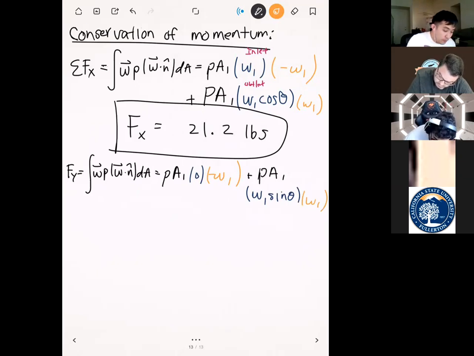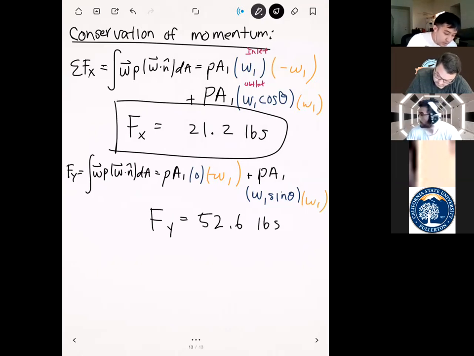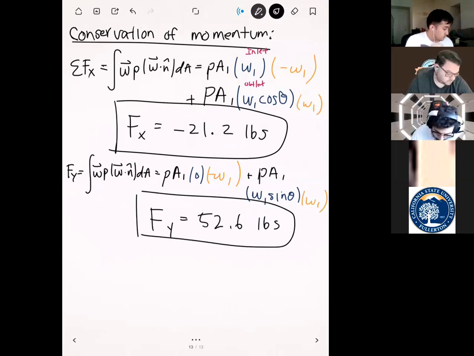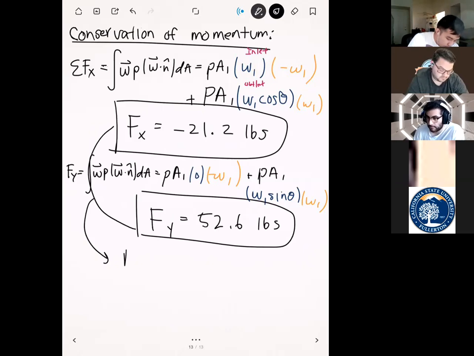And so if we plug in the numbers for this, we get Fy is equal to positive 52.6 pounds. And actually, this is a minus 21 right here. And so these forces right here are the forces that the ramp imparts on the fluid.